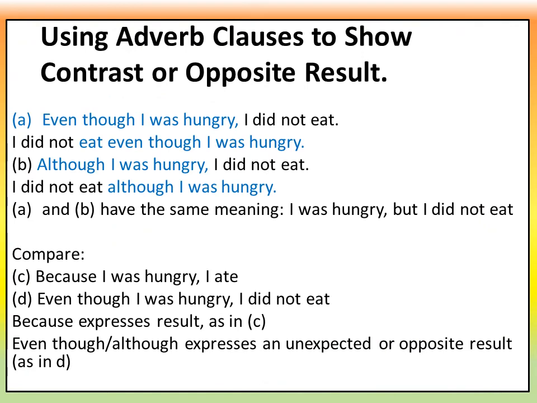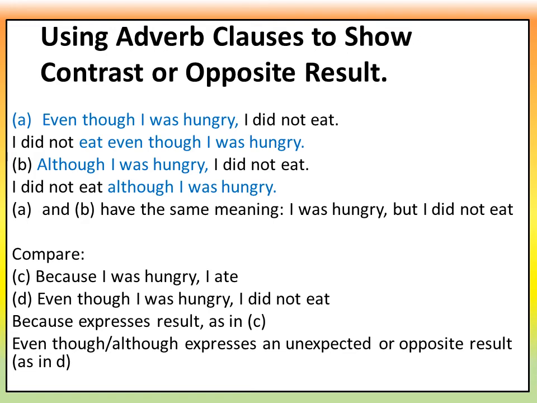Using adverb clauses to show contrast or opposite result. Example A. Even though I was hungry, I did not eat. I did not eat even though I was hungry. Although I was hungry, I did not eat. Yeah, it has a similar meaning. A and B have the same meaning. I was hungry, but I did not eat.